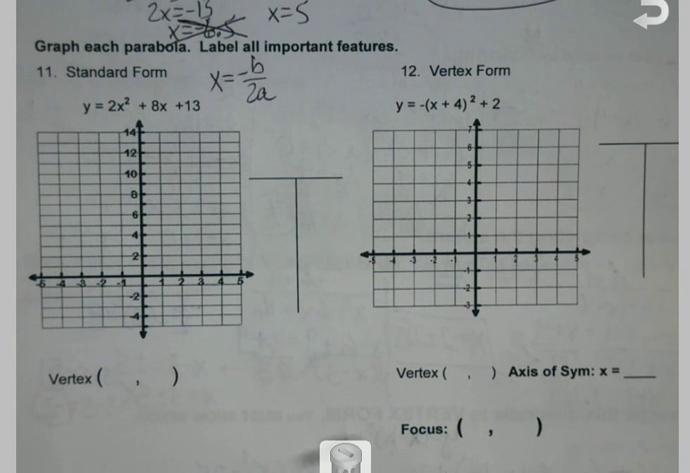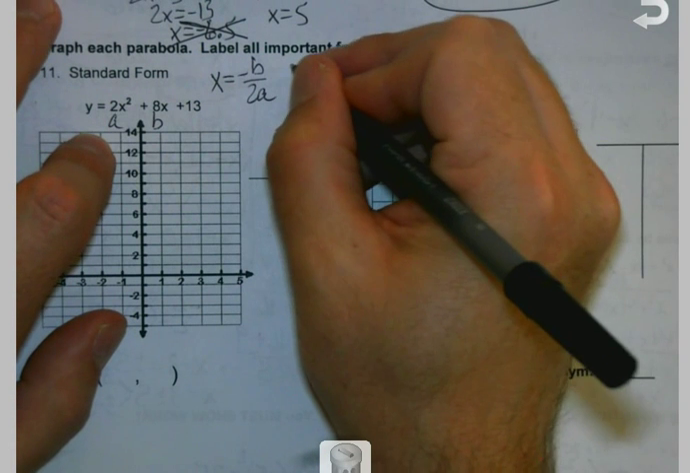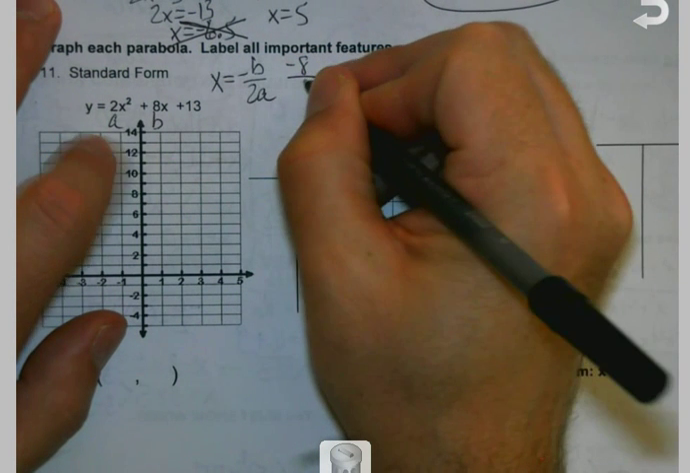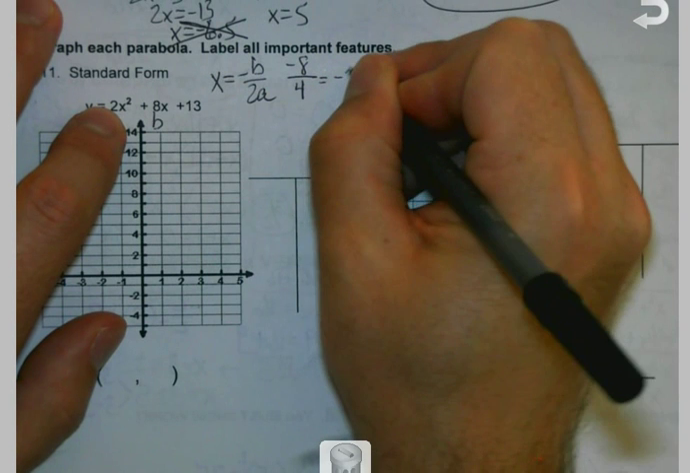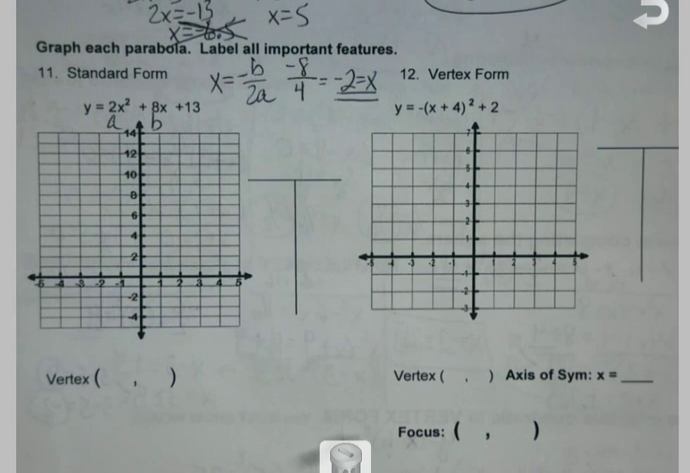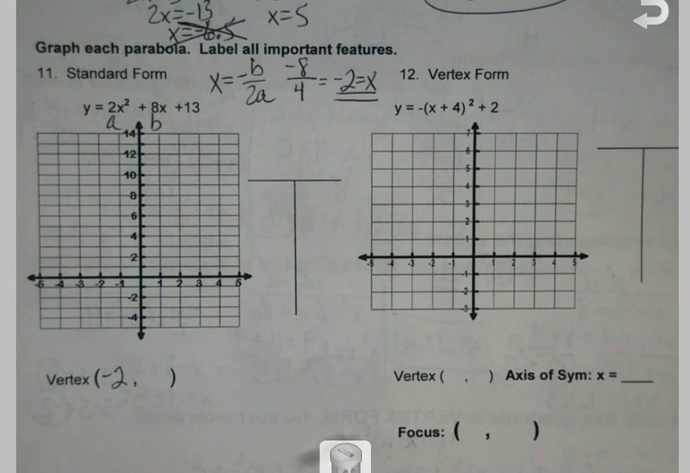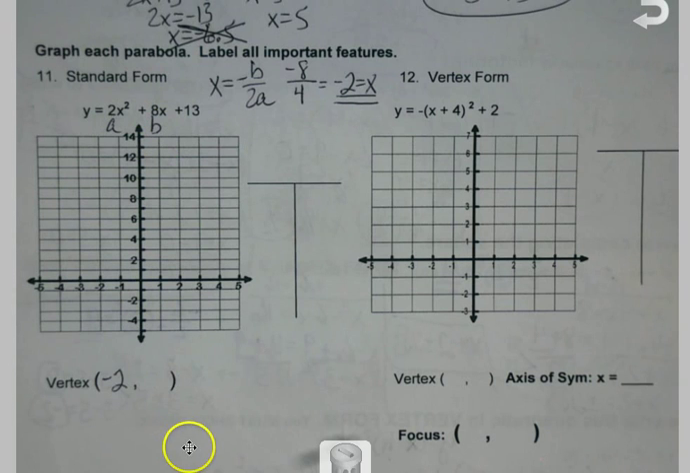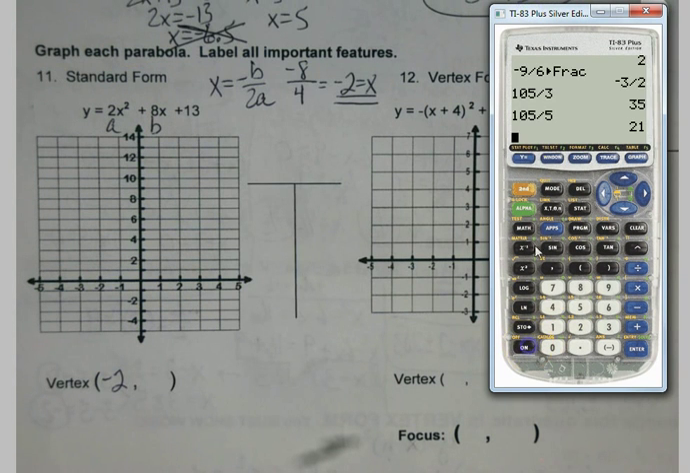So let's see here. Negative 8 over 2 times 2. Here's why I said that's the only thing I'm going to need. My vertex x value is negative 2. You could plug that in for the x's and work it out algebraically, but I'll tell you what I would do, because I'm going to use this in a minute anyway.